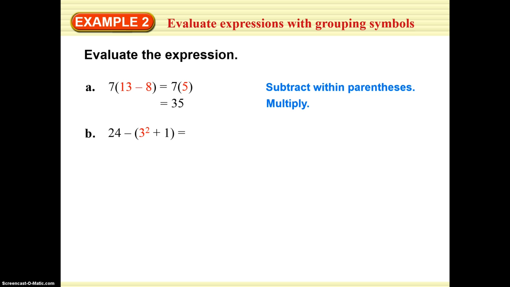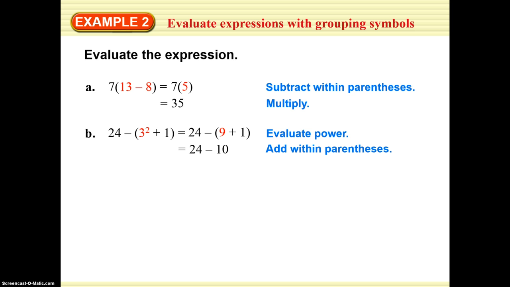In this next example, in the grouping symbol, we have 3 squared plus 1. So within the grouping symbol, we will do exponents first. So 3 squared is 9. So in the grouping symbol, we have 9 plus 1, which we'll evaluate first, which will give us 10. 24 minus 10 is 14.